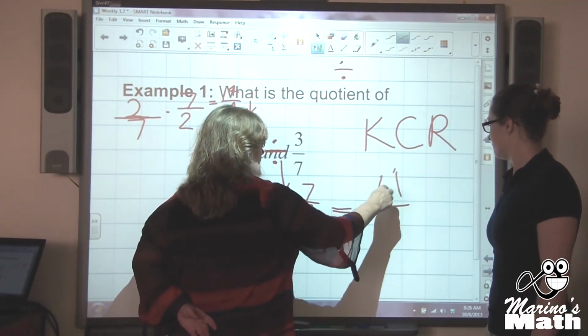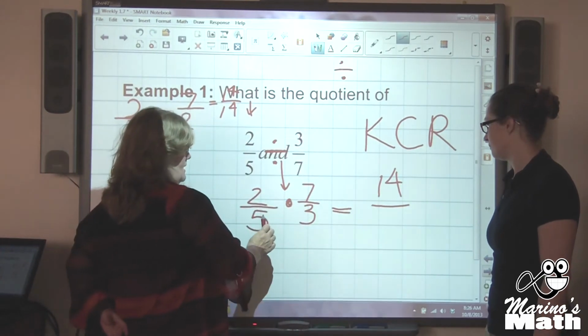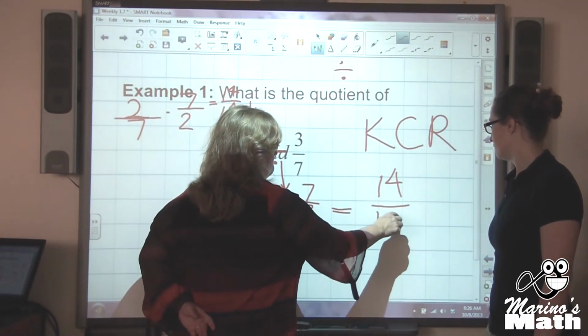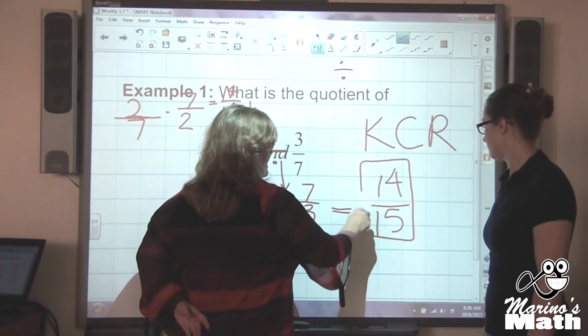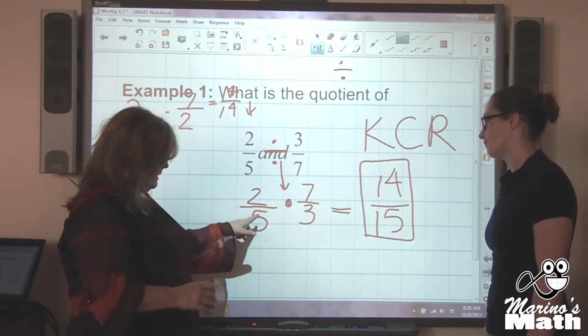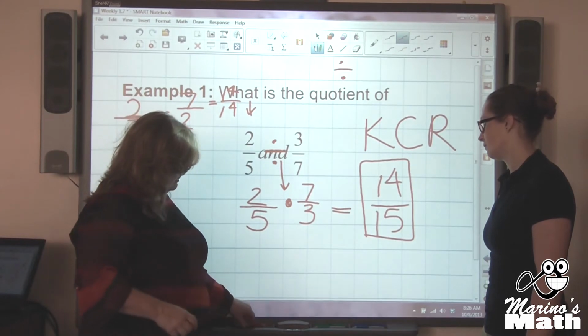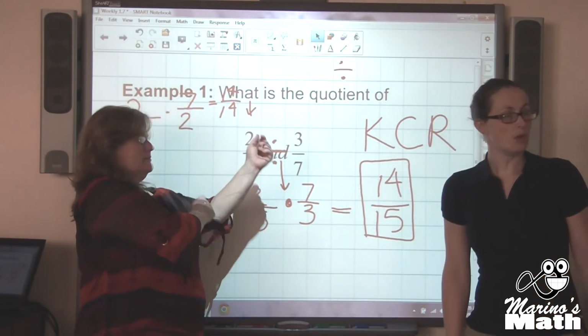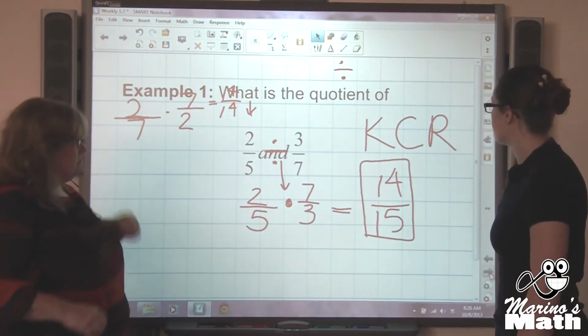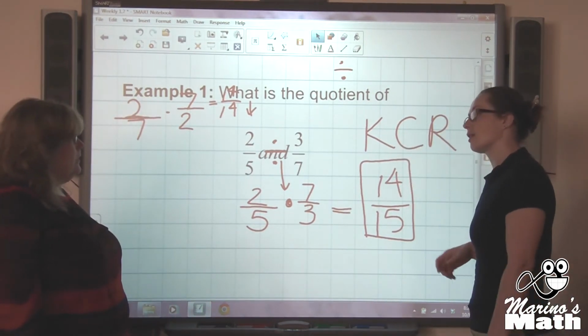So we have 14, 2 times 7, and 5 times 3 is 15. 14/15, so I'm pretty sure that is in lowest terms. To check, you can look back here and see if there are any common factors that you can divide out. I don't see any. It is pretty simple. So keep, change, reciprocal. Let's try it on the next one.